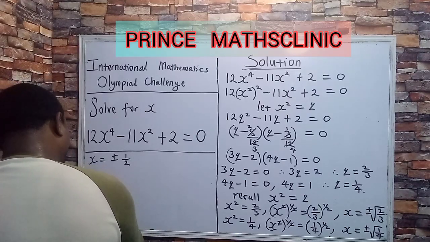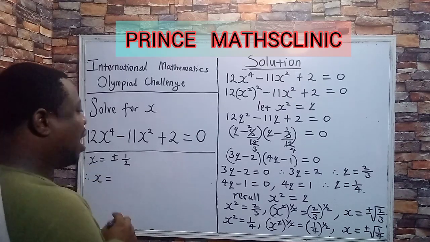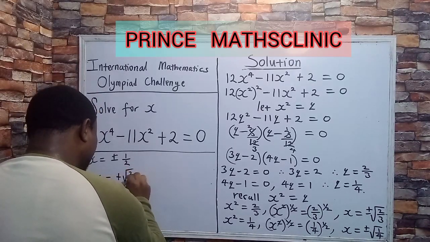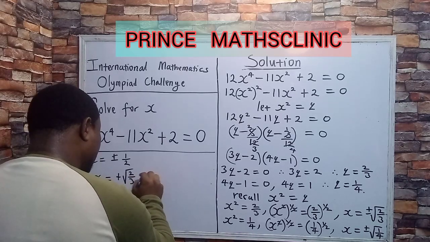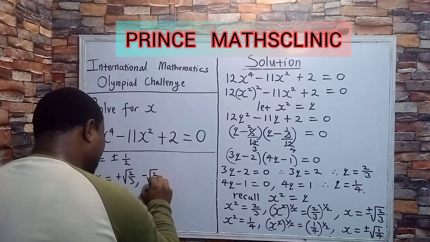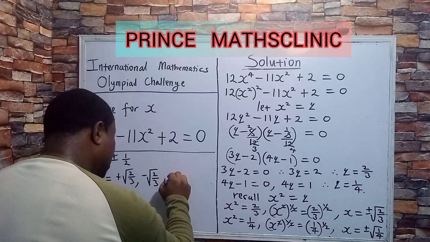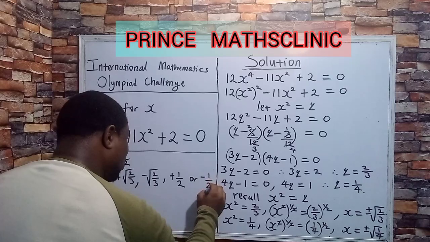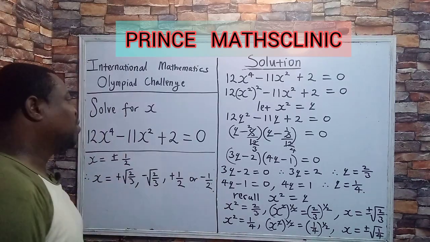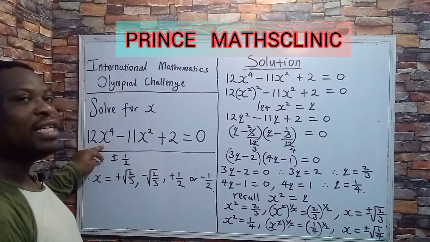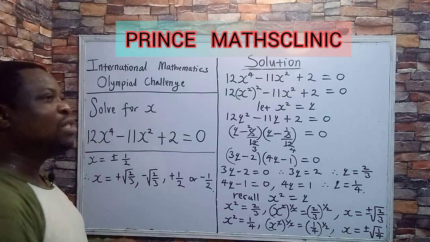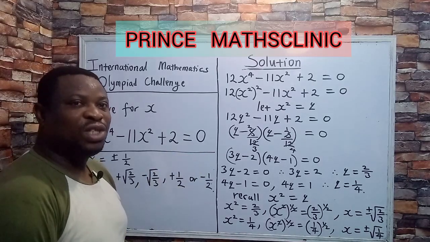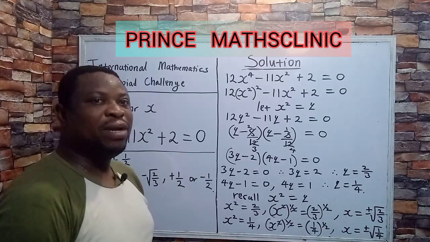Therefore, for my x, I have 4 values now, which is either plus square root of 2 over 3, minus square root of 2 over 3, positive 1 over 2, or negative 1 over 2. These are the 4 values for x that fit into this quartic equation. So substituting any of these values into this equation should give you 0. So try it and post your result in the comment section.